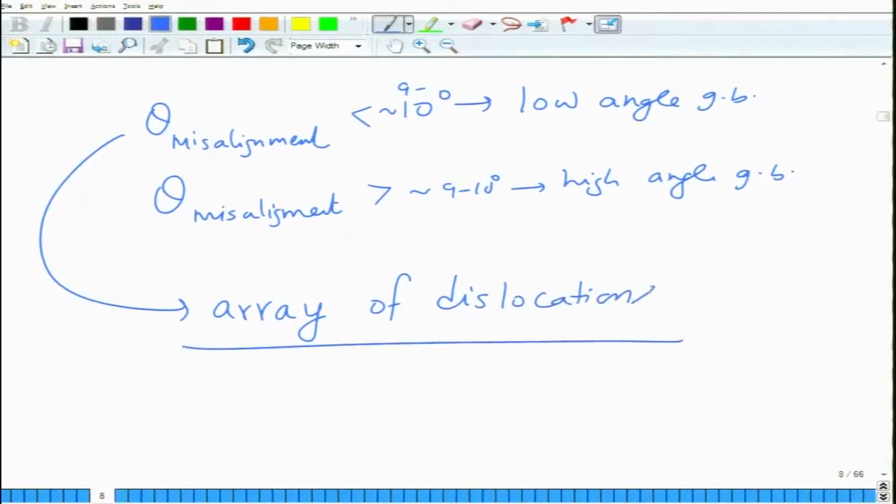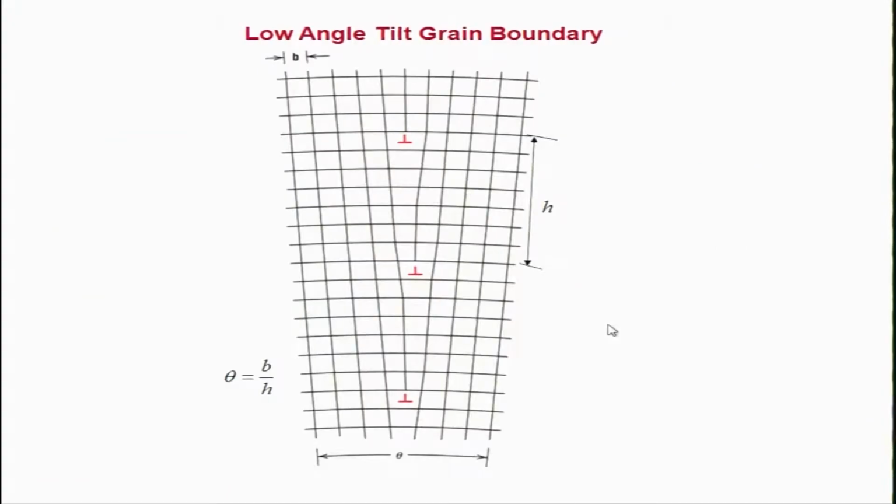So, basically what happens is that there is an atom to atom correspondence up to certain distances and then it breaks off. If I would like to show you an image of that, this is how a low angle grain boundary looks. Here B is the Burgers vector, H is the distance between two dislocations. This is grain number 1, this is grain number 2, and they are oriented in such a fashion that there is atom to atom contact at various places. Only between the dislocations is the atom to atom contact missing. So, it is like an array of dislocations, a vertical array of dislocations.